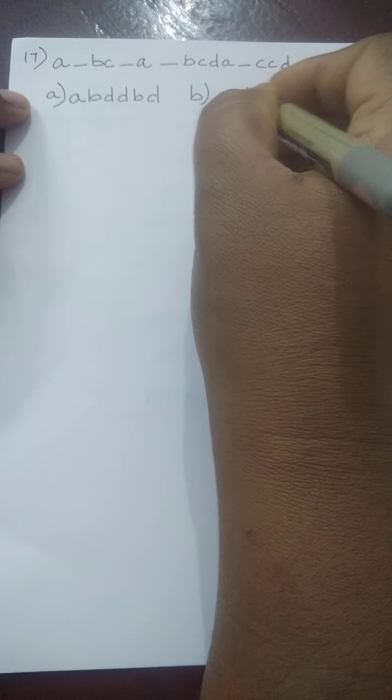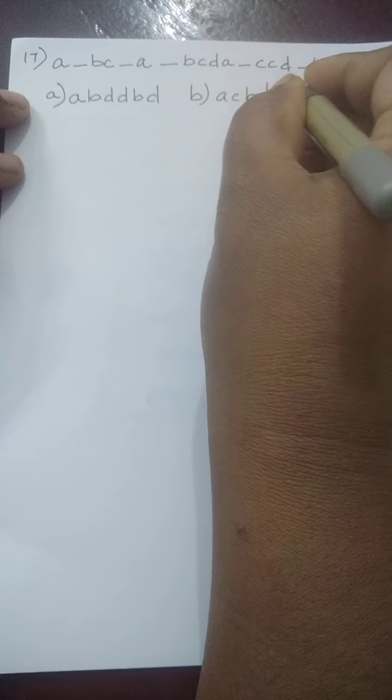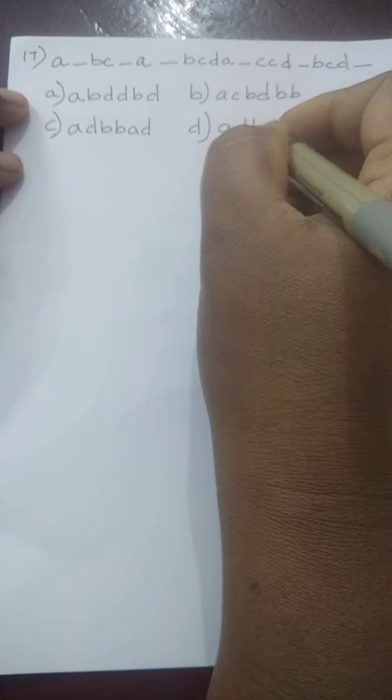And the options are: A option is A, B, D, D, B, D. B option is A, C, B, D, B, B. And then C option is A, D, B, B, A, D. And then D option is A, D, B, C, A, D.